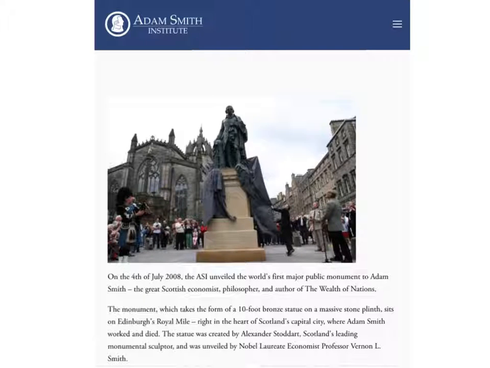Now, here's an interesting question. Out of all the famous economists and famous people in the world, why on earth did the Scots choose Vernon Smith to unveil a statue? Vernon Smith is an experimental economist. He's not a macroeconomist. He's certainly not Scottish. He grew up on a farm in Kansas during the Great Depression. Well, I can't get into that, but it's quite an interesting story, and perhaps we'll come back to that at the end of the course.